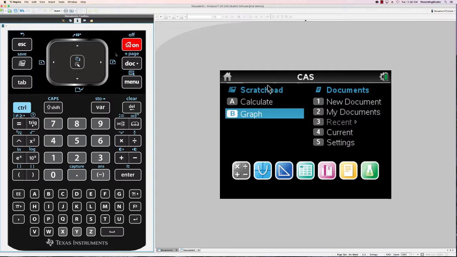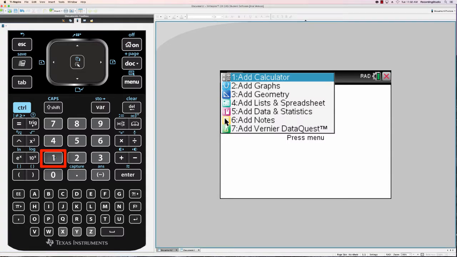Now, as I said before, Nspire is document-based and menu-driven. So, to do anything, we must open a document. And since this is our first time, we need a new document. This can be done in two ways. You can either move the arrow cursor to New Document, or you can simply press the number 1 on the keypad. A menu will appear that offers different types of applications available for your use. Let's choose Add a Calculator using either the touchpad or by pressing the number 1.